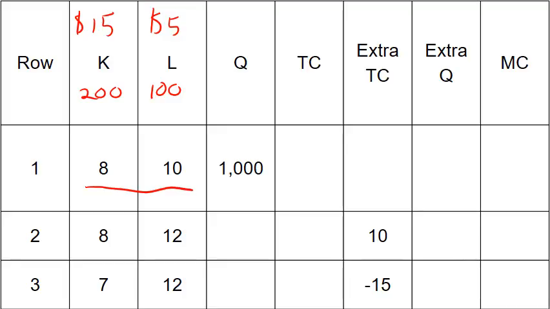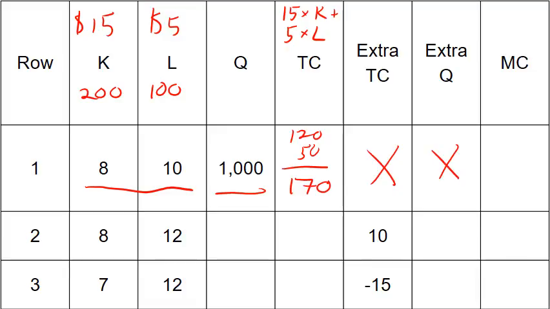Right now, we've got 8K and 10L. We're producing 1,000 units of output. We can calculate total cost pretty easily. Total cost is the $15 you pay for K times the amount of K you employ, plus the $5 you pay for L times the amount of L you employ. So 15 times 8 is going to give me 120. 5 times 10 is going to give me 50. So the total cost currently is $170.